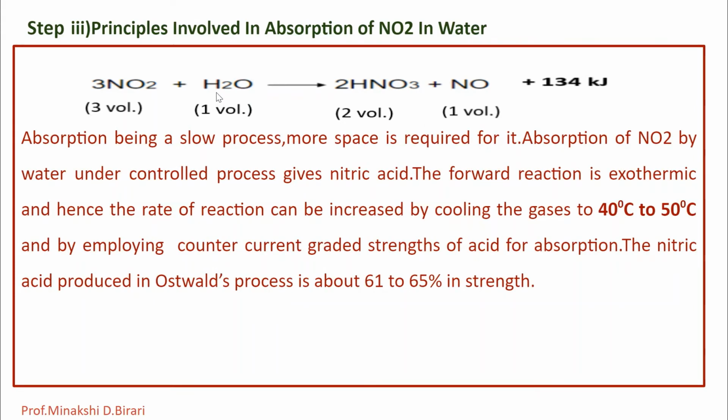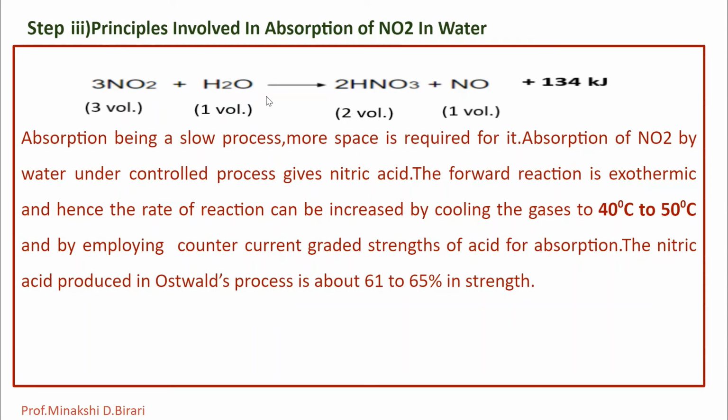Absorption being a slow process, more space is required for it. Absorption of NO2 by water under controlled process gives nitric acid. This reaction, the forward reaction, is exothermic and hence the rate of reaction can be increased by cooling the gases to 40 to 50 degrees Celsius and by employing counter current graded strength of acid for absorption. The nitric acid produced in Ostwald's process is about 61 to 65% in strength.